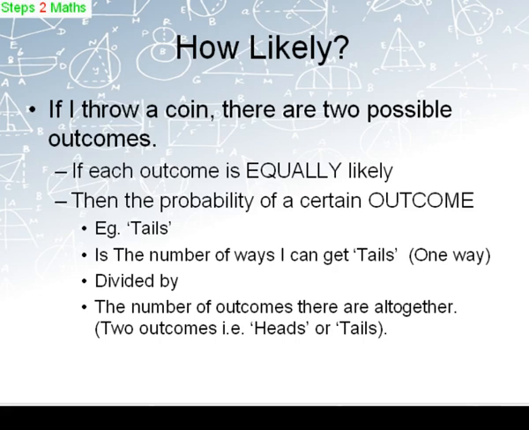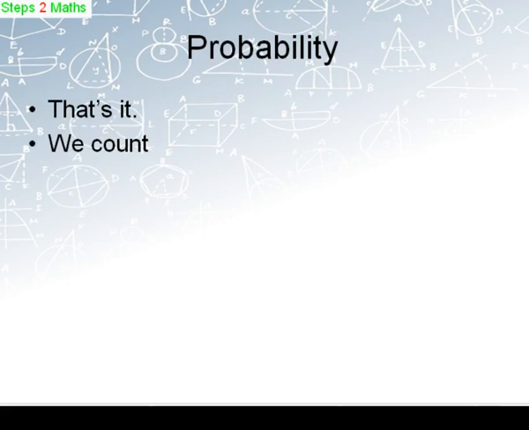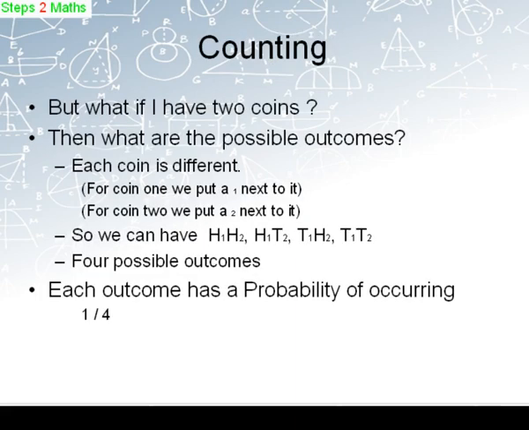So if I throw a coin, getting a heads or a tails is equally likely. So the probability of getting one of those, for example tails, is the number of ways you can get a tail, which is 1, divided by the number of possible outcomes, which is 2. So it's 1 in 2. So that's it. If we want to measure probability, we want to figure out the likelihood of something happening, we count. But counting can get quite difficult. So probability is just about counting. Like I said, it's the number of outcomes that you want over the total number of possible outcomes.